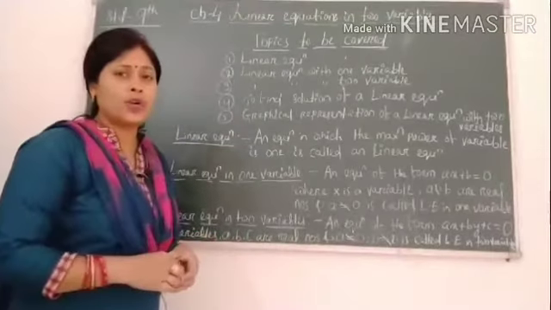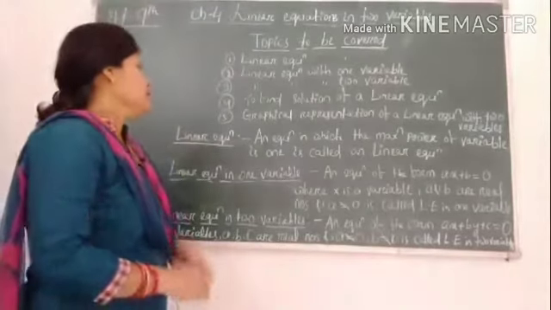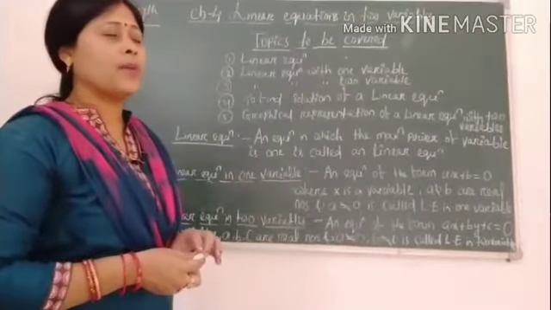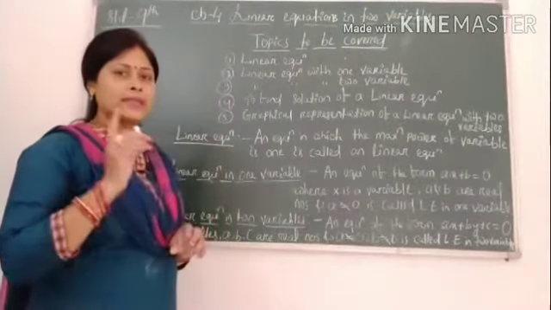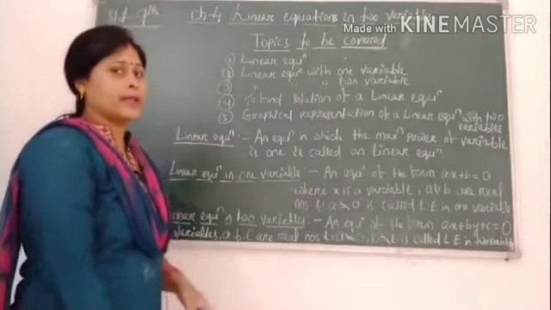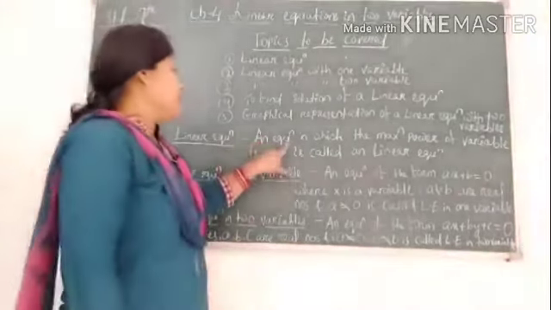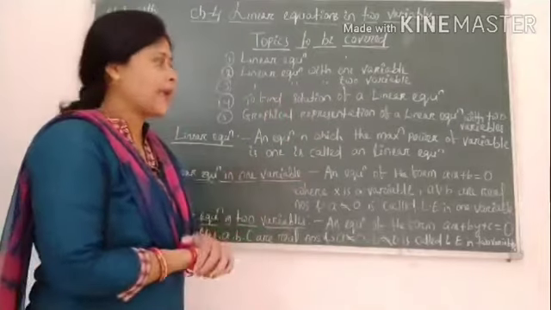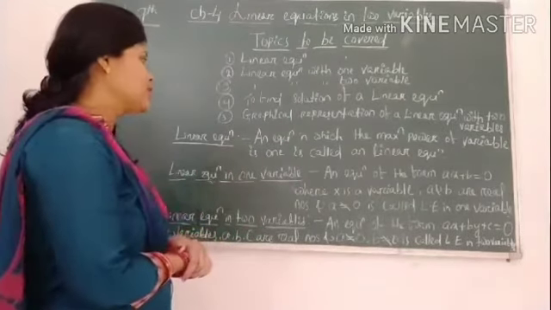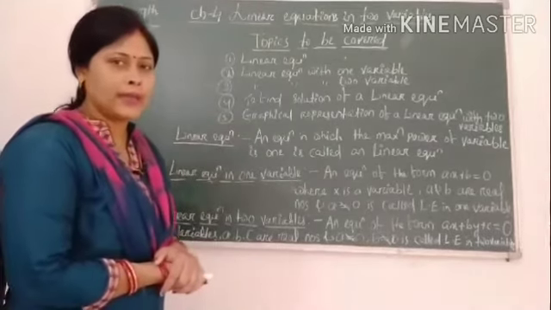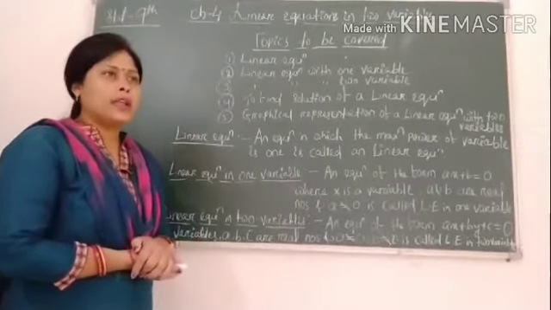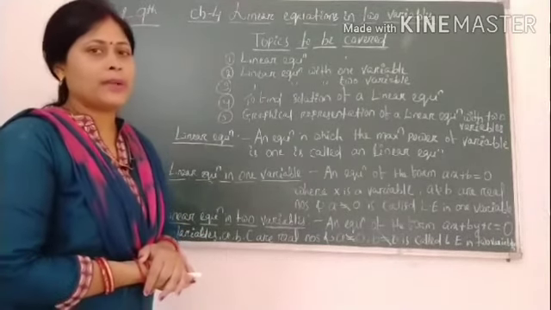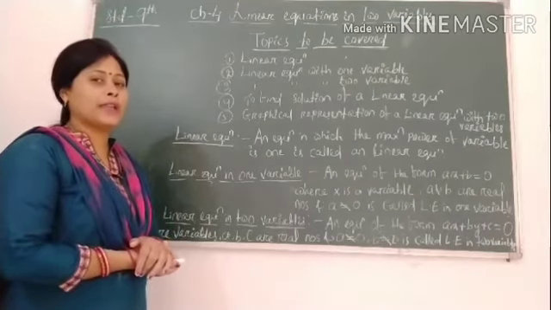So first, you should know what you mean by linear equation. The definition is: an equation in which the maximum power of a variable is 1 is called a linear equation. Try to remember your definition. As you know, all alphabets A, B, C, X, Y, Z, whatever they may be, are all variables.